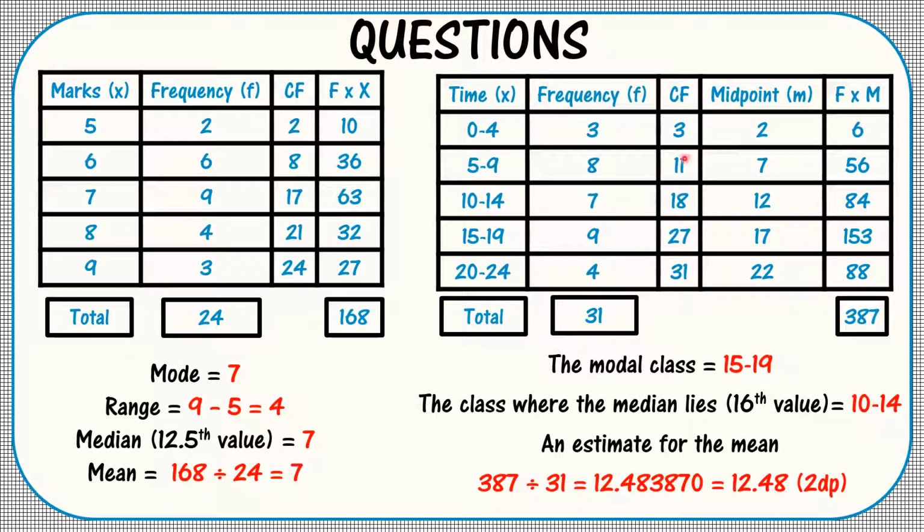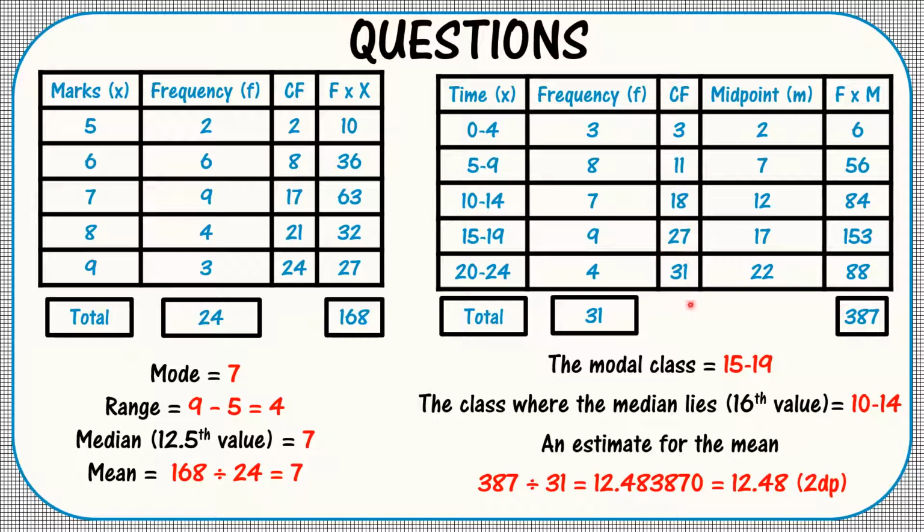For this grouped frequency table, the modal class is the class with the highest frequency. As you can see, the highest frequency is 15 to 19. Therefore, the modal class is 15 to 19. The class where the median lies is the 16th value. Now, the 16th value, how did we get that?